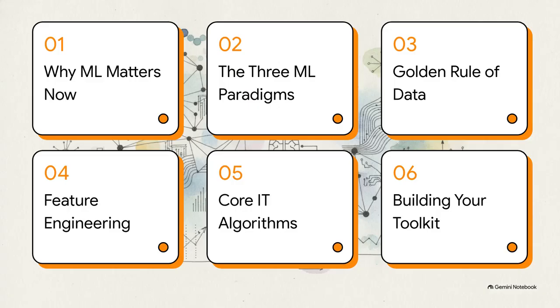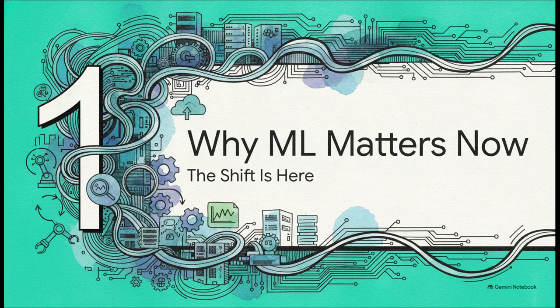So here is our roadmap for the explainer today. We'll start with why ML matters right now, then we'll break down the 3 ML paradigms, look at the golden rule of data, cover feature engineering basics, explore core ML algorithms, and finally, talk about building out your actual toolkit. Let's kick things off with Section 1, Why ML Matters Now.